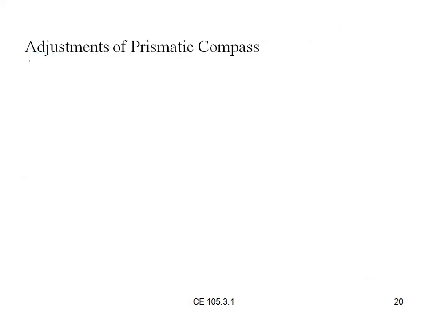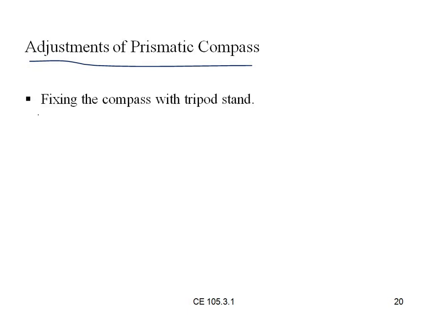And the next one is adjustments of the prismatic compass. Let us see what the adjustments are. So the first one is fixing the compass with the tripod stand. So this is the tripod stand. This tripod stand should be kept on the ground, on a flat surface, and after setting the tripod stand, we have to keep the compass by fixing it with its bottom thread or ending portion.